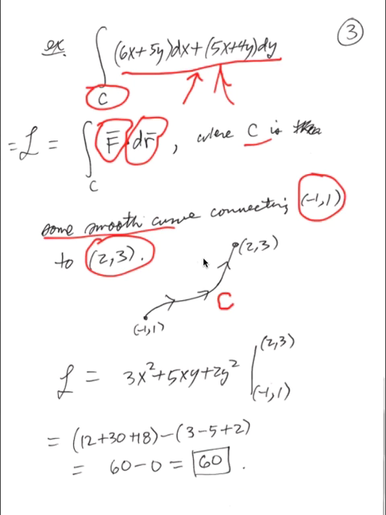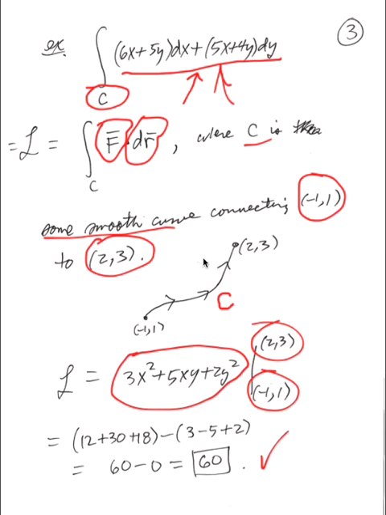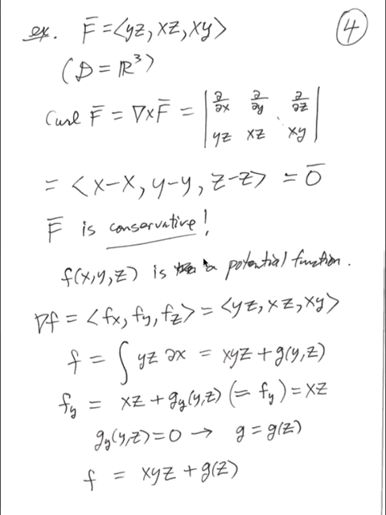What does our fundamental theorem of line integrals say? Well, you just have to take that potential function and evaluate it at the endpoints and take a difference. Make sure you do these in the right order though. You're starting at negative 1, 1 and ending at 2, 3. I made those substitutions and I ended up getting 60 for the value of my integral there. So that's the idea: independent of the path because it's a conservative field.